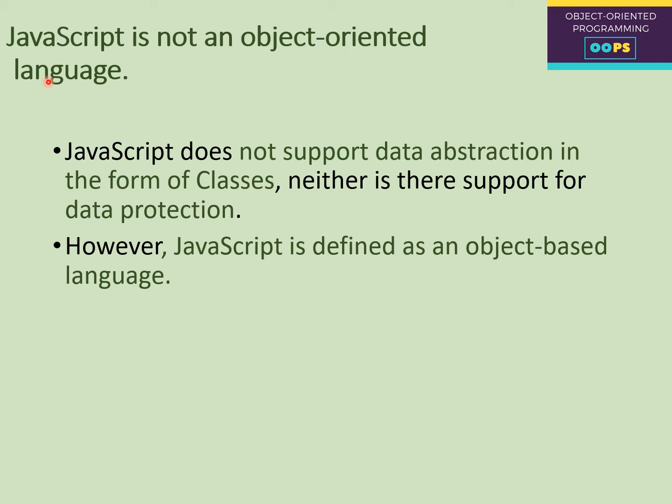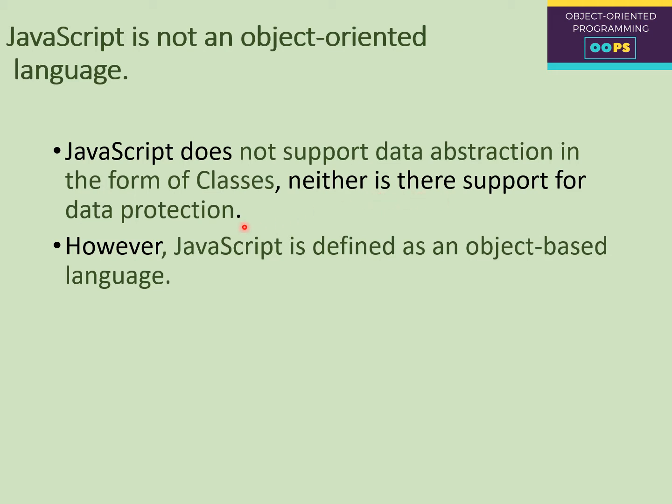Let us see whether JavaScript is an object-oriented language or not. JavaScript is not an object-oriented language. We know that JavaScript is a scripting language and it is implemented on the client side of internet architecture. JavaScript does not support data abstraction in the form of classes. Neither is there support for data protection.